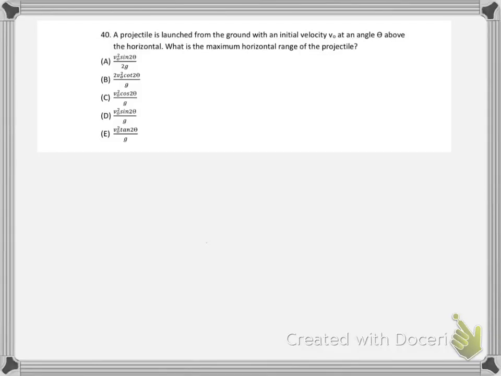Number 40, a projectile is launched from the ground with an initial velocity v0 at an angle theta above the horizontal. What's the maximum horizontal range of the projectile? Again, these projectile motion equations are all worked out on a separate YouTube video called Projectile Motion Equation Derivation. You might want to take a look at that, but we'll go through it here again.